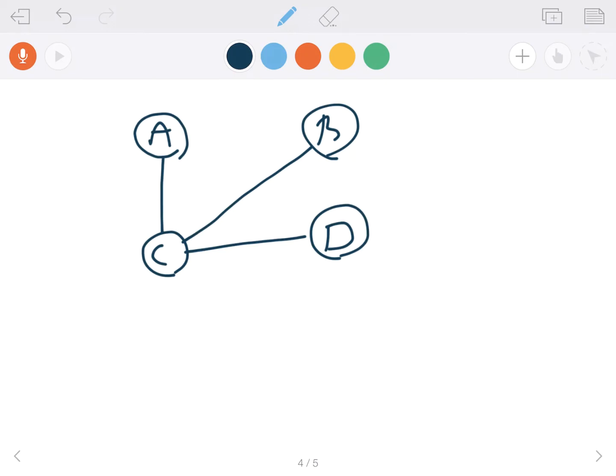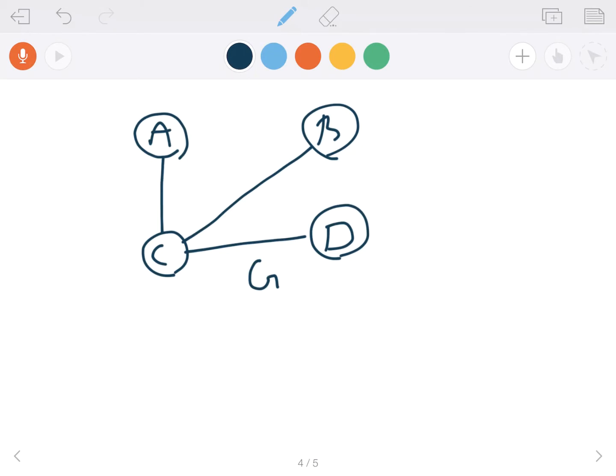Now let's talk about how we can show a graph. So we have the graph G with 4 vertices A, B, C, and D, and also the edges that connect these 4 nodes together. So one way to show a graph is using a list of edges.